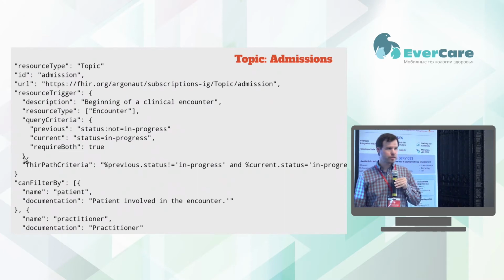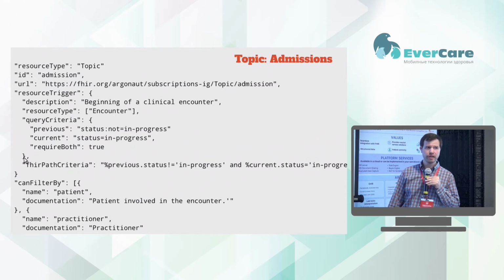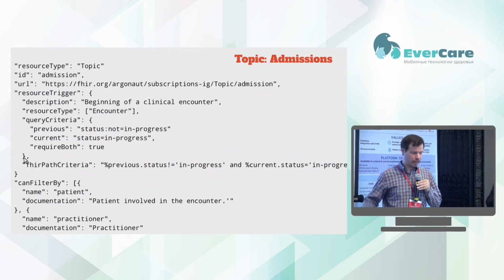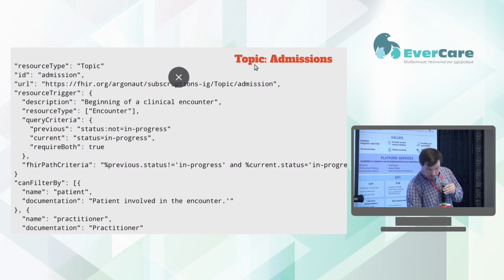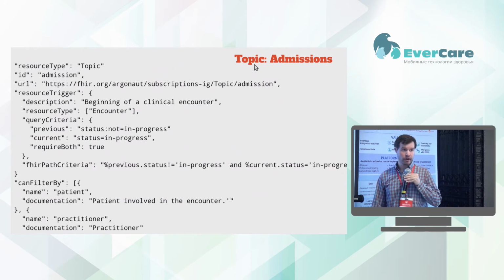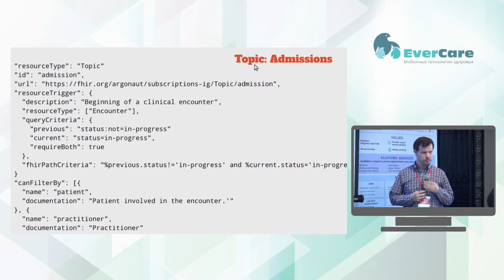All right, I want to show you some JSON that hopefully is not too small to read. Okay. So I want to show you just an example of how this works. So I mentioned in the Argonaut project that we were going to be focused on this encounters use case. And part of what that means is to define a topic that describes this use case. So this is an example of what we would call an admissions topic.